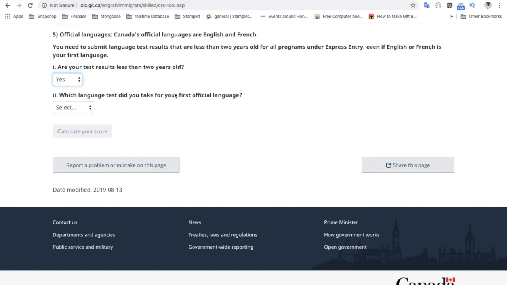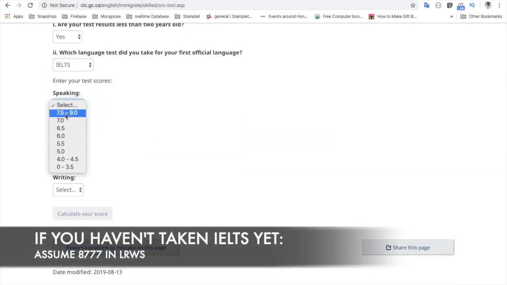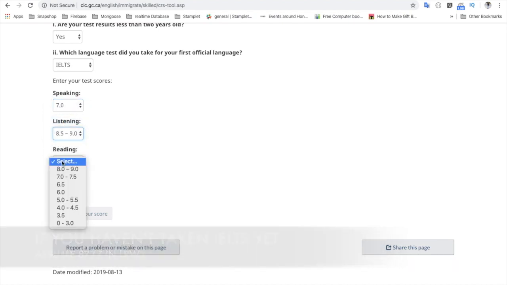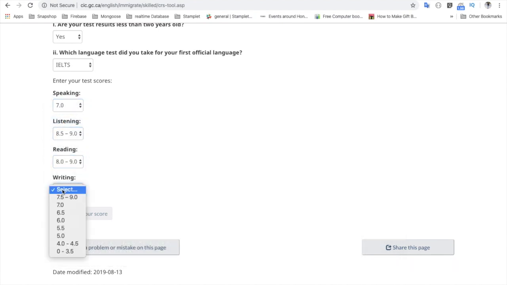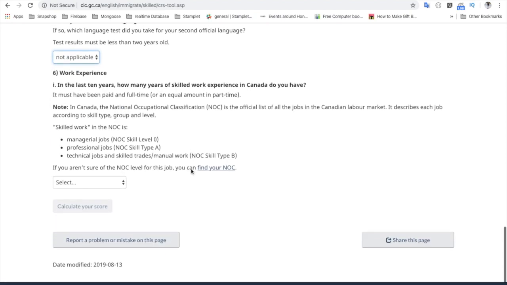Which language test did you take? In most cases, at least in India, it will be IELTS. Then my speaking score was 7, listening was 8.5, reading was 8, and writing was 7.5. Do you have any other language results? Now this is for people who know French. In my case, I do not, so I'll select not applicable here.